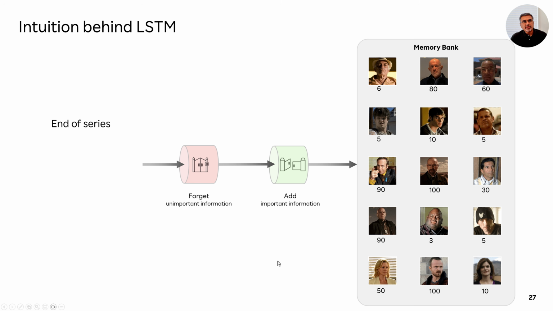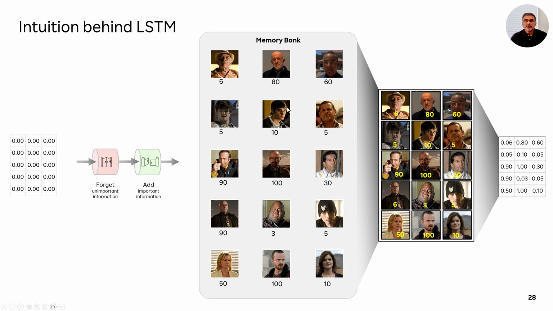Now, finally, we get to the end of the series, and our score essentially looks like this in our memory bank. And this is, in a way, like a probability distribution of how important each character is to the entire series. We started with a memory bank of all zeros, and we could essentially arrive at a memory bank that has a probability distribution of how important each of these characters is to the entire storyline.